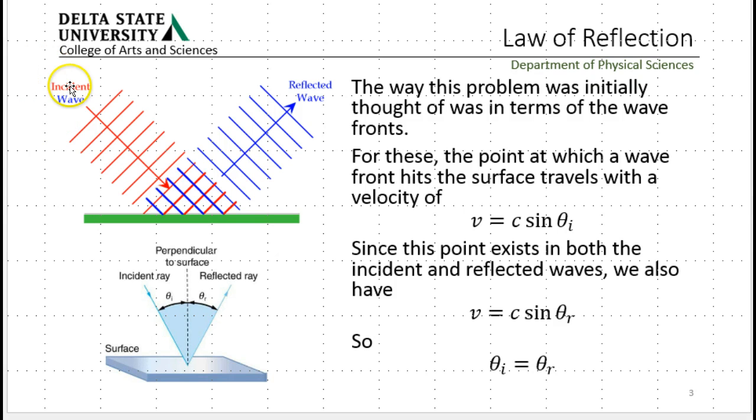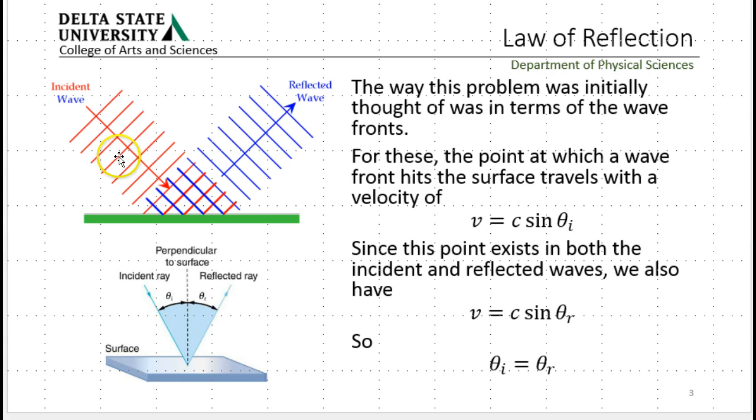Well, consider an incident wave that's coming in, and here are all the wave fronts. Once it's reflected, one of the things that we know is the velocity of this point right here, or that point right there. The velocity of this point is traveling this direction at v equals c sine theta I. And that's for the incident wave, right? That's the component of velocity of the wave in this direction.